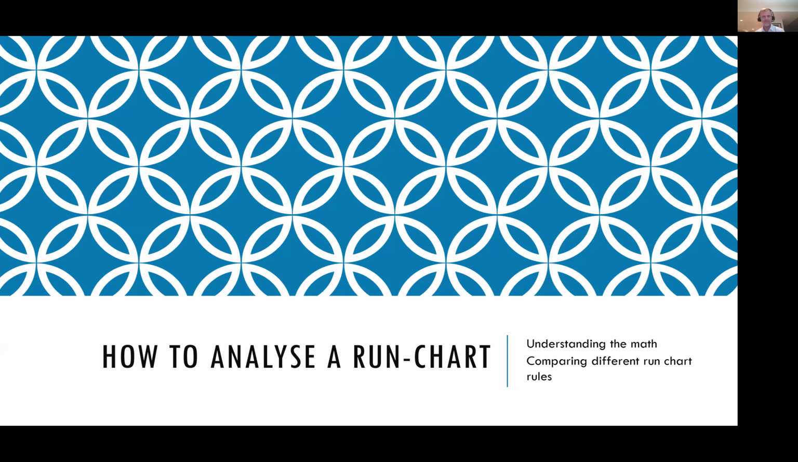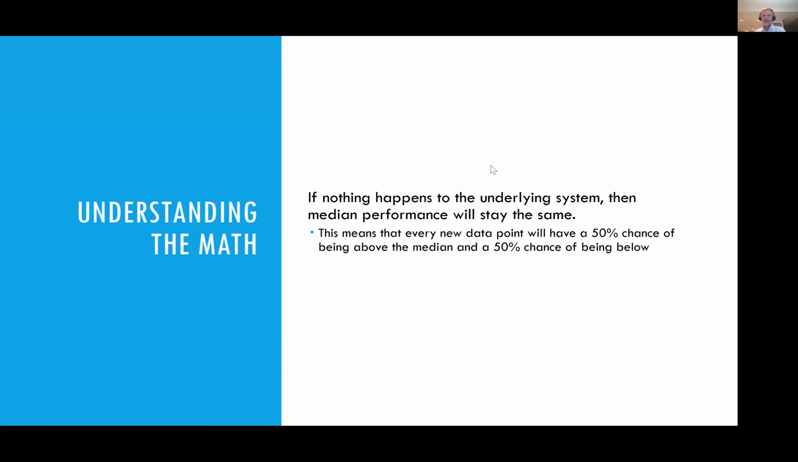All right. So as far as understanding the math, the idea here is that if nothing is happening to the underlying system, if you're not doing anything to your unit or your ward, then the median performance will stay the same. And this means that every new data point has a 50% chance of being above the median and a 50% chance of being below the median.